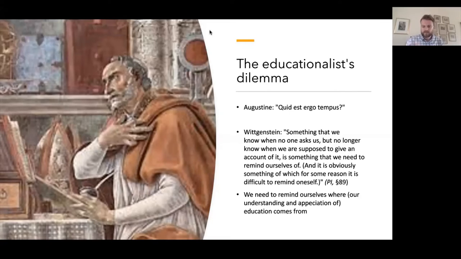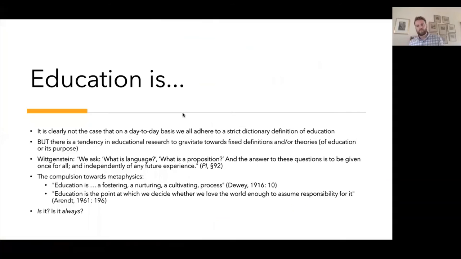But I like the phrasing here that we need to remind ourselves, because what Wittgenstein is saying is we will need to look again at the sorts of things that informed that understanding, rather than simply seeking an abstract definition from, say, textual scholarship. Let me know if I'm moving too fast.